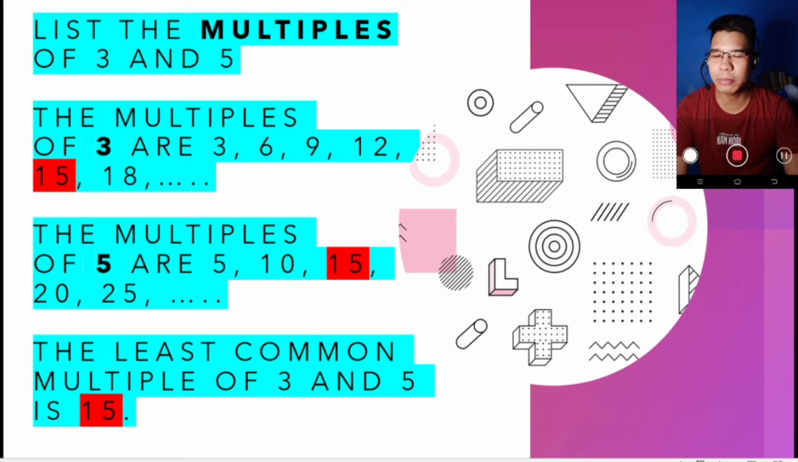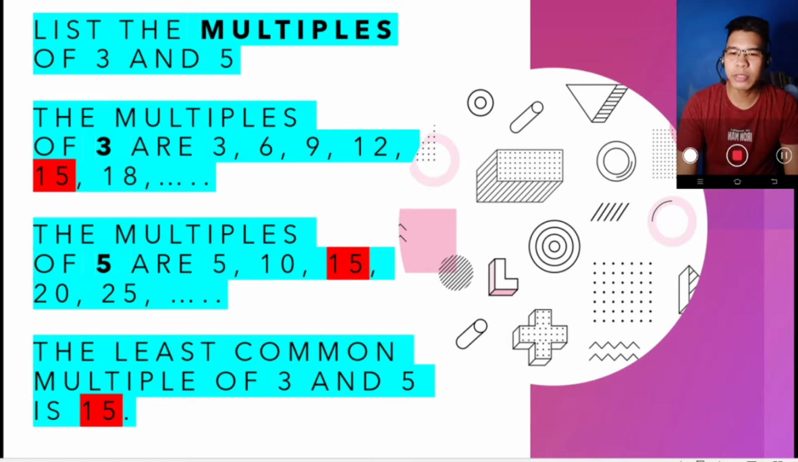So the multiples of 3 are 3, 6, 9, 12, 15, 18, and so on until infinity. And then we have the multiples of 5. We just multiply 5 by 1, 2, 3, and so on. So 5 times 1 is 5, 5 times 2 is 10, 5 times 3 is 15, 5 times 4 is 20, 5 times 5 is 25, 5 times 6 is 30, and so on.